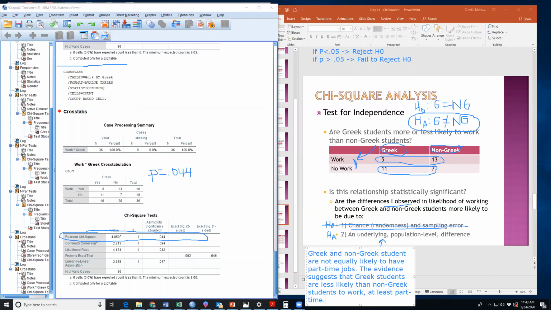All right, and so we conclude Greek and non-Greek students, importantly not just the ones in our sample, but all the students at Ole Miss. Greek and non-Greek students on average are not equally likely to have part-time jobs, and the evidence suggests that Greek students are less likely than non-Greek students to work at least part-time. So that's what the result of this test is telling us. There's a difference between these two groups, and then we use the number inside the tables to interpret that difference. All right, how are they different?